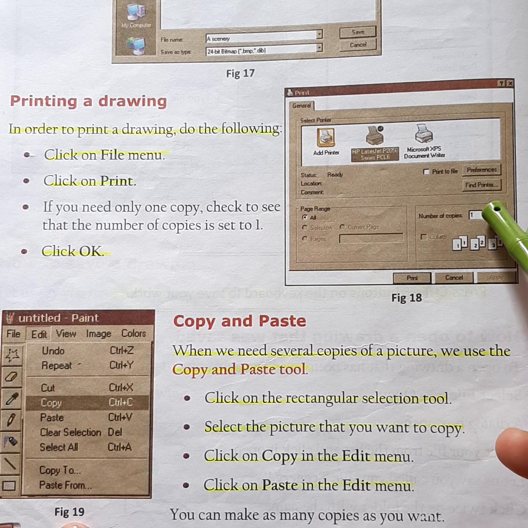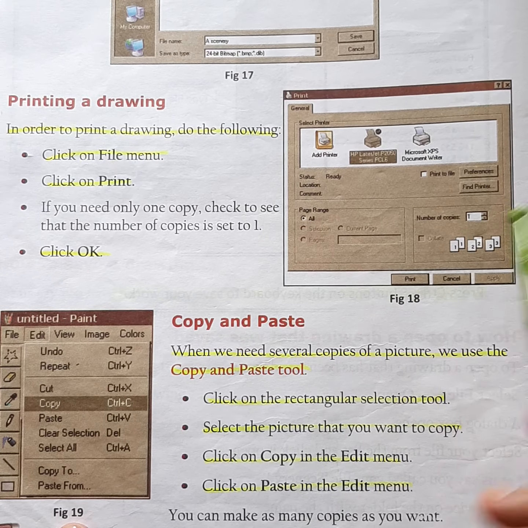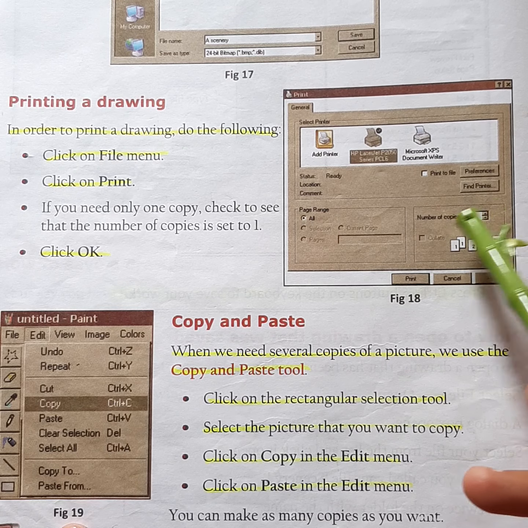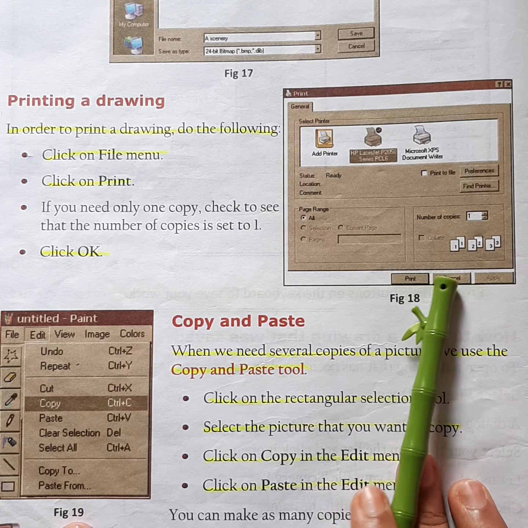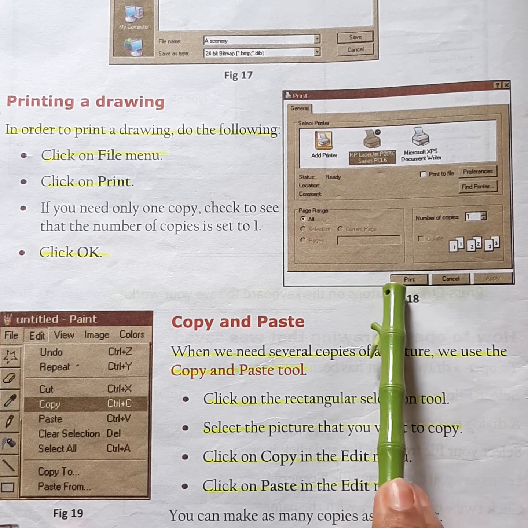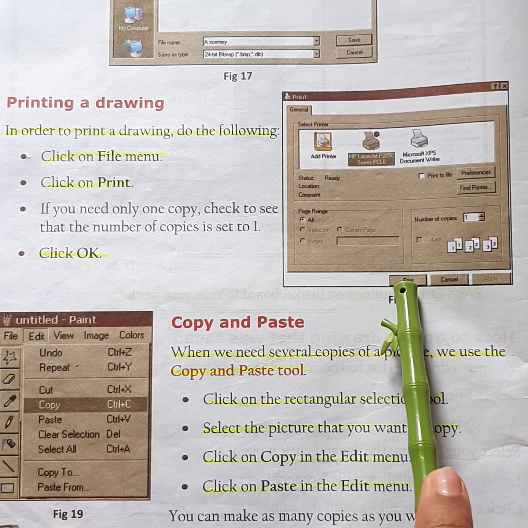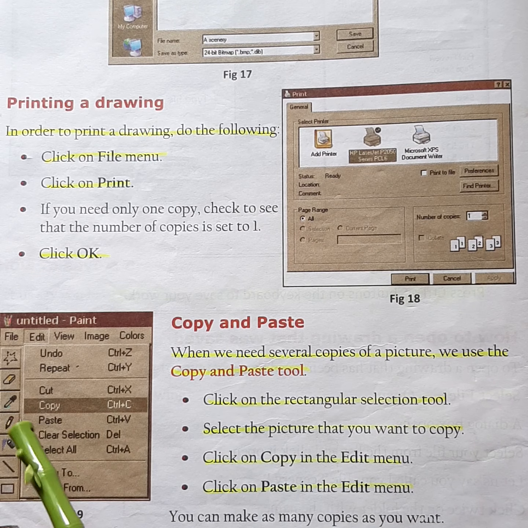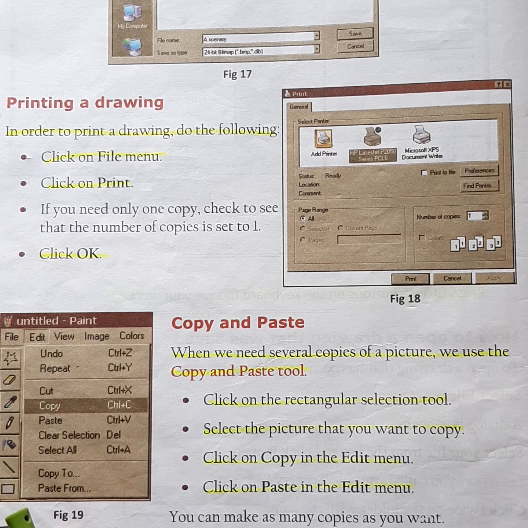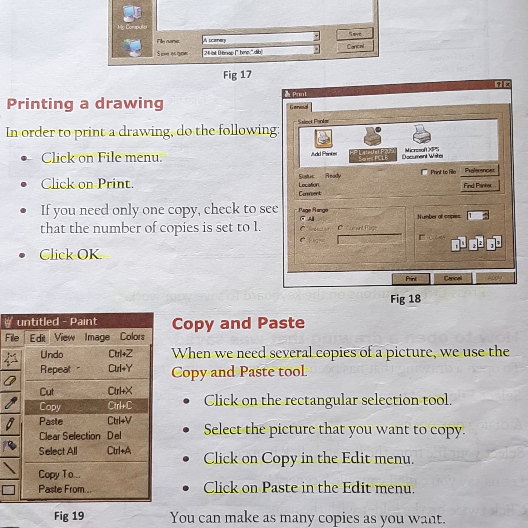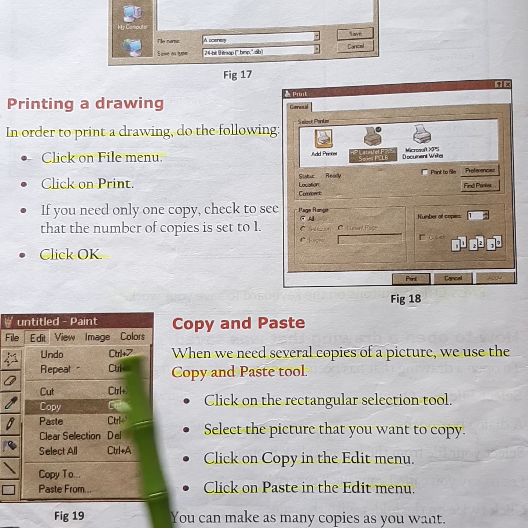If you want only one, then keep it at one. If you want more, then you need to change it by clicking the upper side to increase the number. Then you just give the command print, and it will start printing. And definitely you need a color printer for printing your pictures, otherwise you'll get a black and white picture if you are using only black ink.